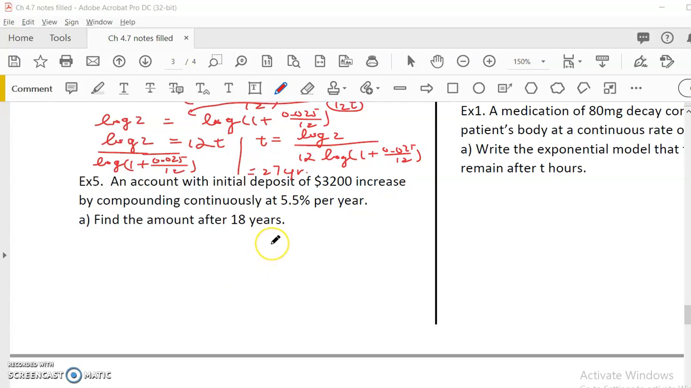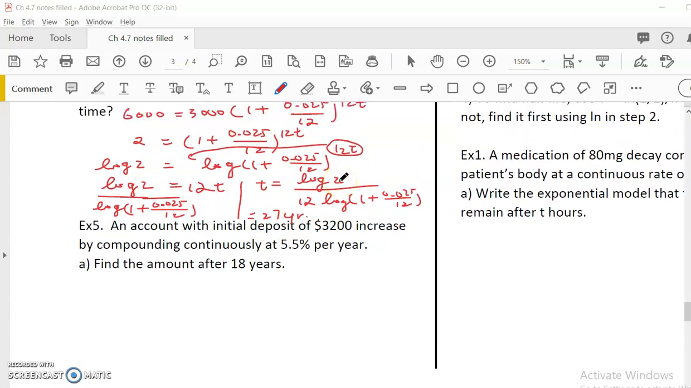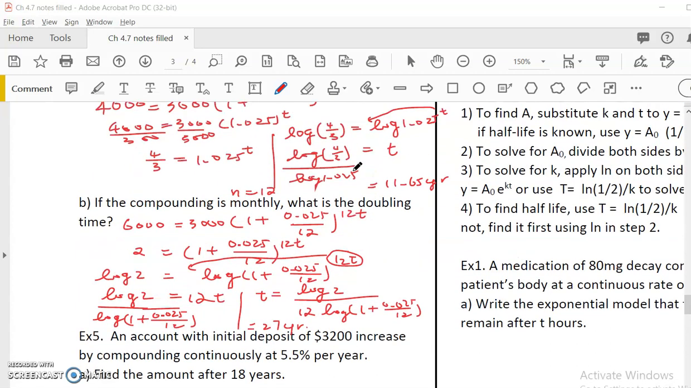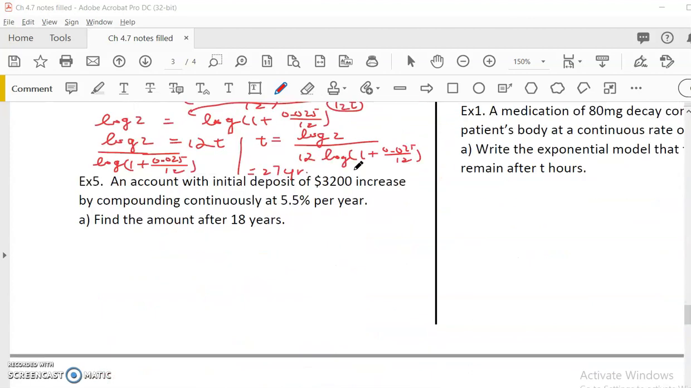Hello, Precalculus student. This video is for chapter 4.7, exponential growth and log models. We start off with exponential growth models, talk about growth of population, also growth of money with compound interest in example 4. And then we're going to do example 5, which is continuous growth.